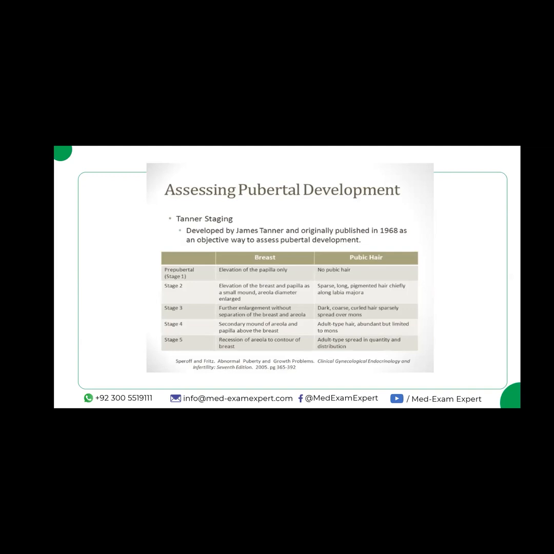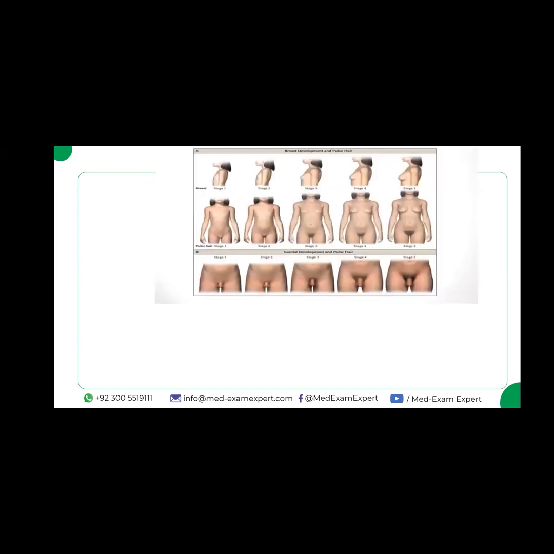In stage 4, there is a secondary mound of areola and papilla above the breast, and the pubic hair has the adult type presentation, and is abundant but limited to the mons only. In stage 5, there is recession of the areola to the contour of the breast, and the pubic hairs are adult type and spread in quantity and distribution. So this diagram is basically showing all the 5 stages of Tanner staging, as you can see here, in the male as well as in the female.